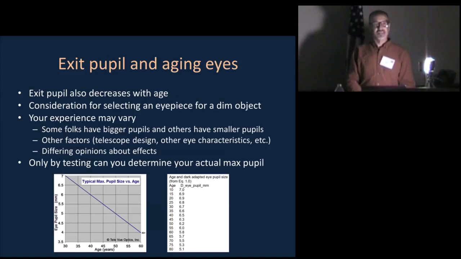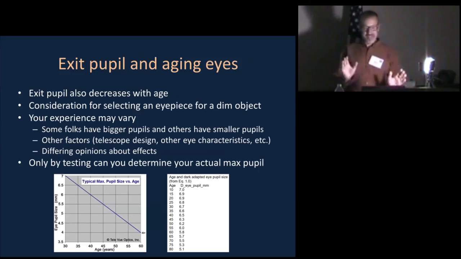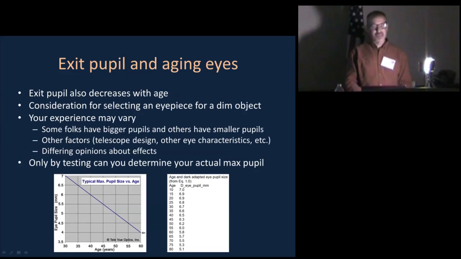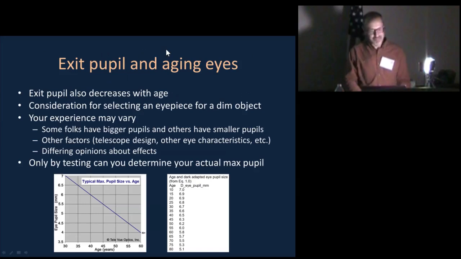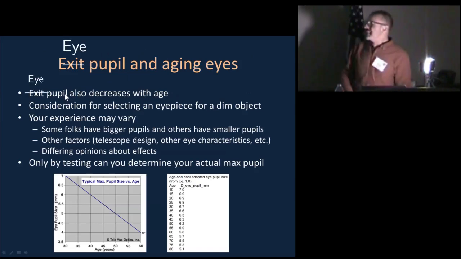There's another implication. I know we're all quite young in here. Unfortunately, for those of us who aren't that young, our eye pupil, maximum size also decreases with age. Young eyes are very flexible, and that pupil can get very wide. Please ignore the exit right up there. That should be I, your I people.